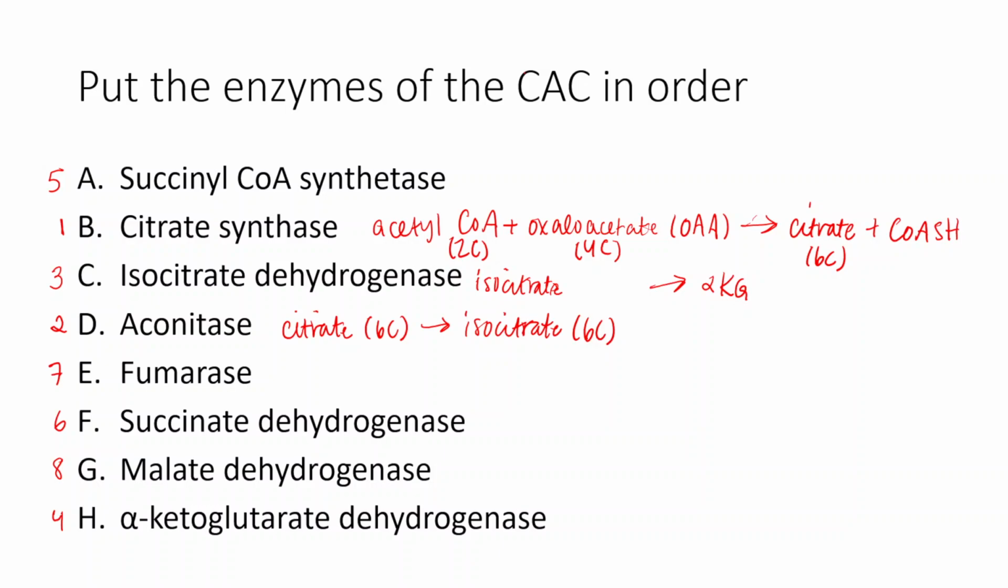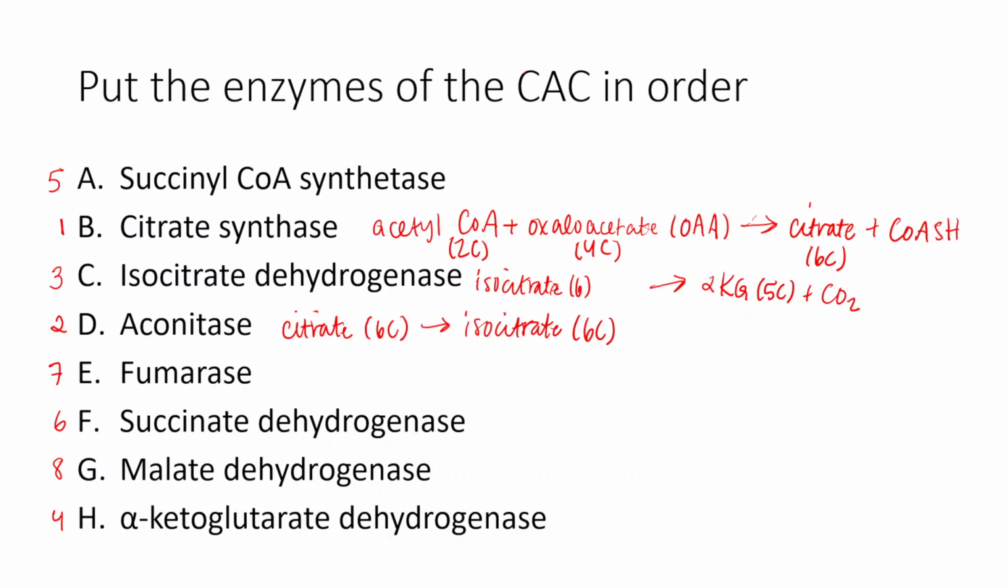How many carbons does alpha-KG have? 5. So what happened to our other carbon? This is our first carbon dioxide. And remember, we started out, we brought 2 carbons in with us. So this is our first one. Our first one is now fully oxidized. We're done with it.